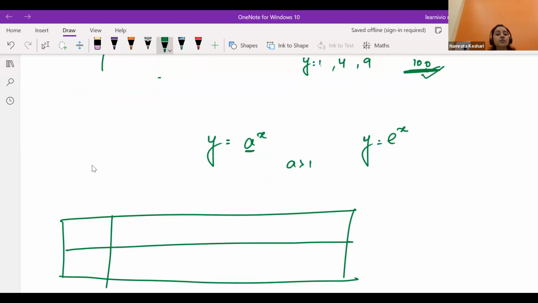Any function which looks like y is equal to a to the power x, that is an exponential function where a is bigger than 1. Now, if we take one example of an exponential function, y is equal to 2 to the power x. Okay, this is one example of an exponential function. Even if you take y is equal to 3 to the power x, that is also an exponential function. y is equal to 10 to the power x is also an exponential function.